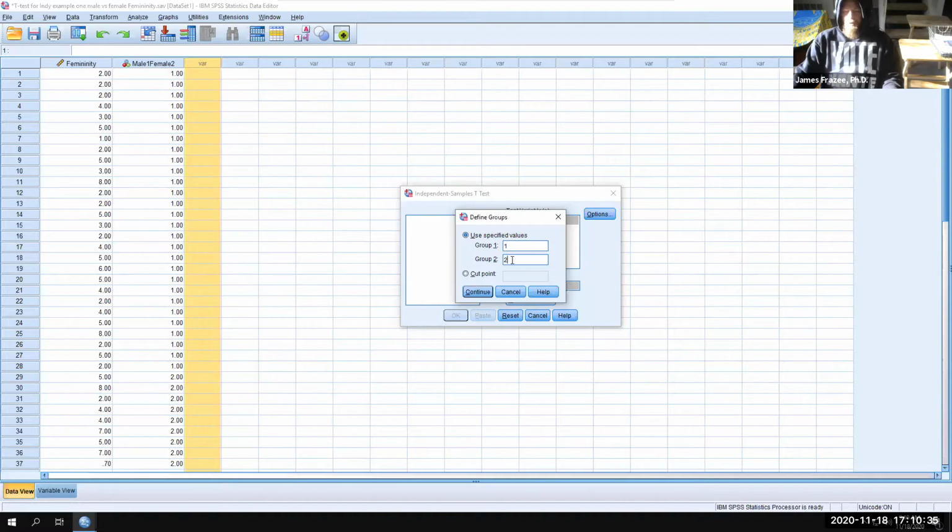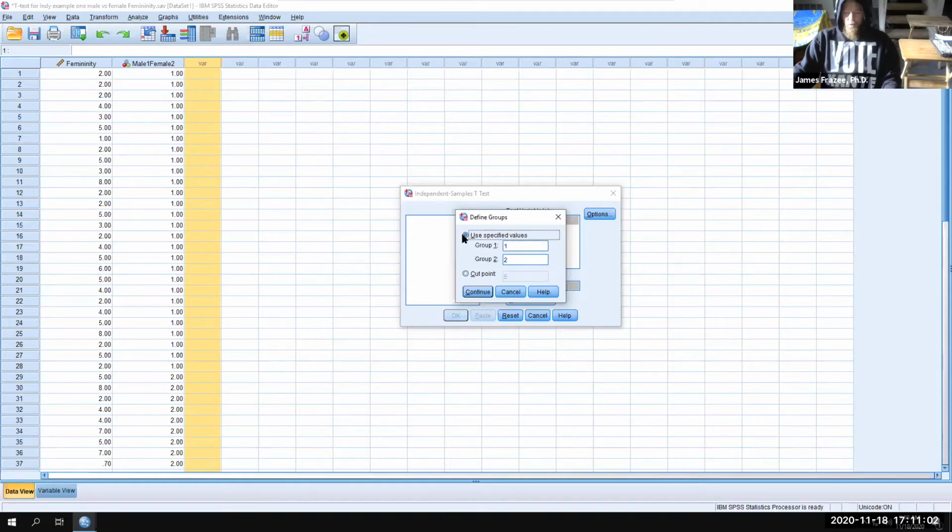Now, if this were a different variable, say if you had gone to Disneyland more than 5 times, and so you had a range of scores over here, we would have something like a cut point, and we could have it as, say, 5. So if you had gone to Disneyland 5 or more times, you would be in one group, whereas people who had gone less than that would be in the other group.